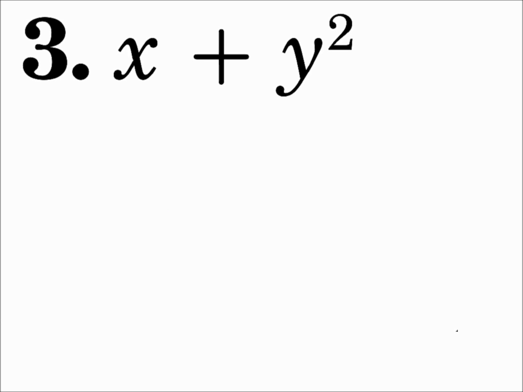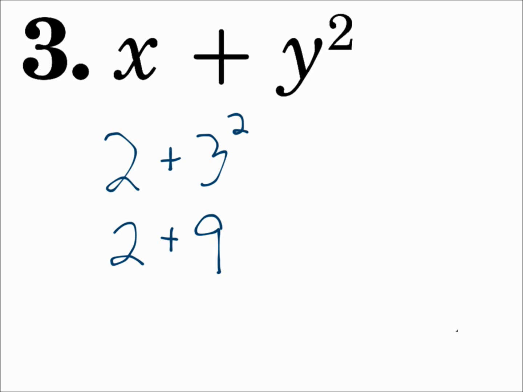Number 3, x plus y squared. Substitute first. X is 2, y is 3. 2 plus 3 squared. Exponents before addition, 3 squared becomes 9. And 2 plus 9 equals 11. Substitute, then follow the order of operations.